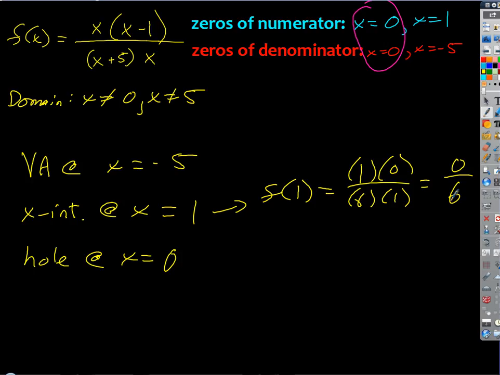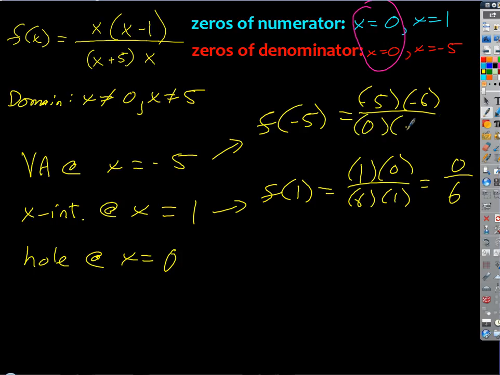Okay, vertical asymptote at -5. How come? Because f of -5 gives us -5 from the first factor on the top. The next factor gives us -6 divided by 0 times -5. Well, if I simplify, I get 30 divided by 0. Can't do that, right? A number divided by 0 is not allowed. And what does it really mean? It means infinity, right? It means we're getting something infinite back. So that's a vertical asymptote.